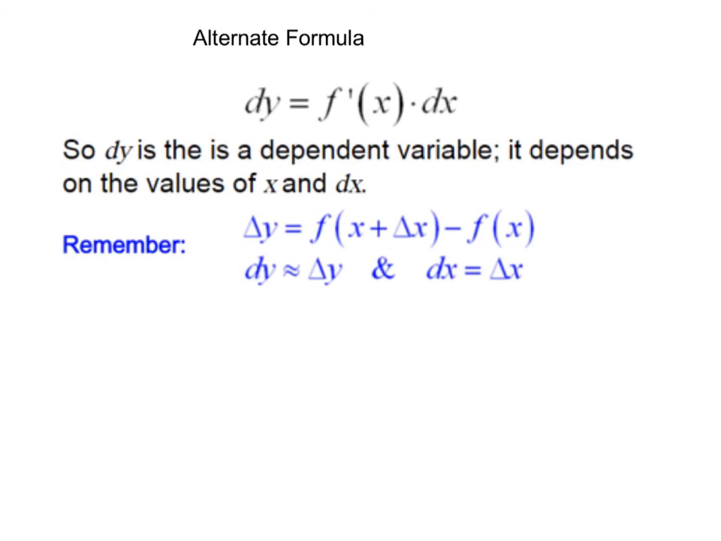You may be asking yourself, why on earth are we doing that? Well, because this is an alternate formula. Remember that the change in y is really equal to this from the difference quotient. dy is the change in y, and dx is equal to delta x. So this is an approximate value. dy is a dependent variable, and it depends on the values of x and dx. So be sure you have this written down as an alternate formula to the one that we did before.